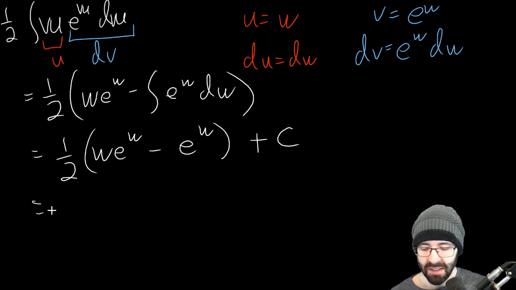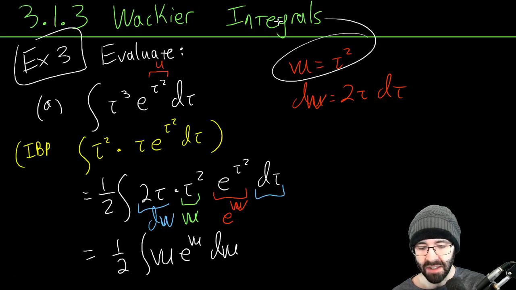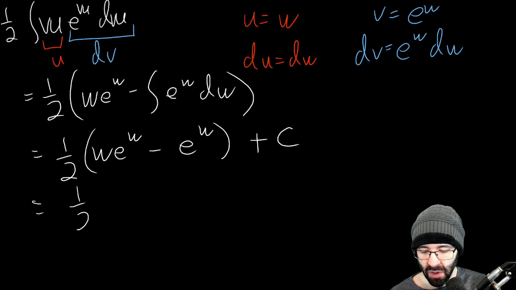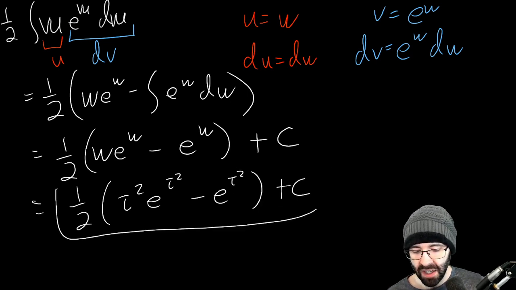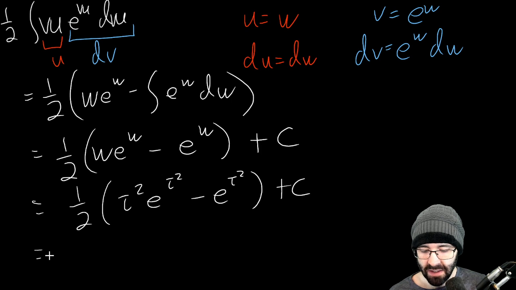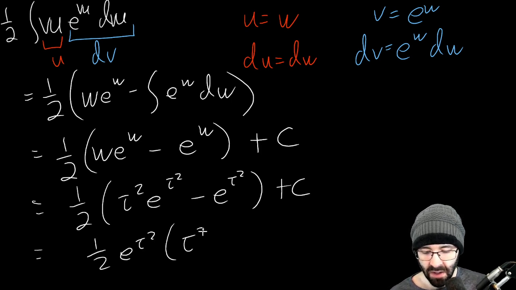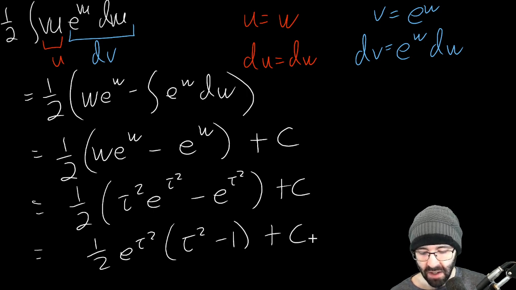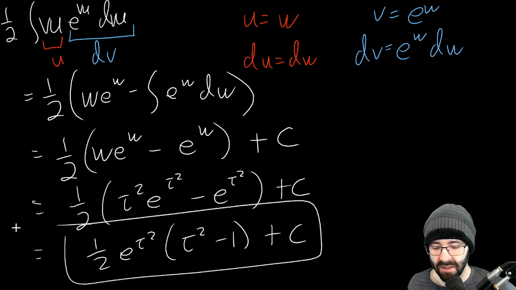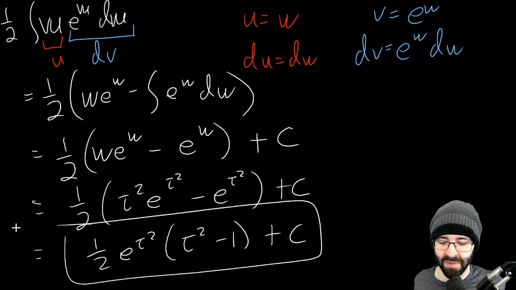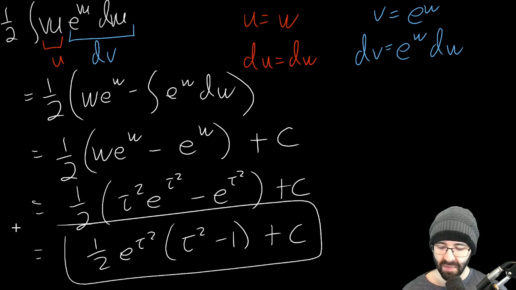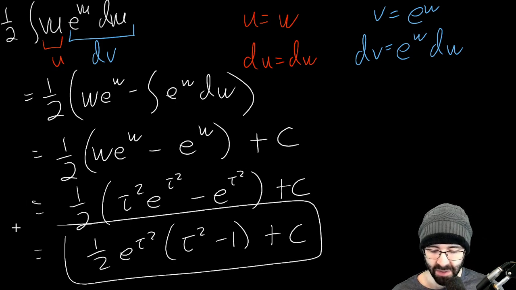And then last but not least, what is w? w is t squared. We get 1/2 times t squared e to the t squared, minus e to the t squared, plus c. Take this as your final answer. It's a little better if you factor out an e to the t squared. And actually, you could factor again. You could factor a t squared, difference of squares, t minus 1, t plus 1. But I think this just makes it look nice enough.